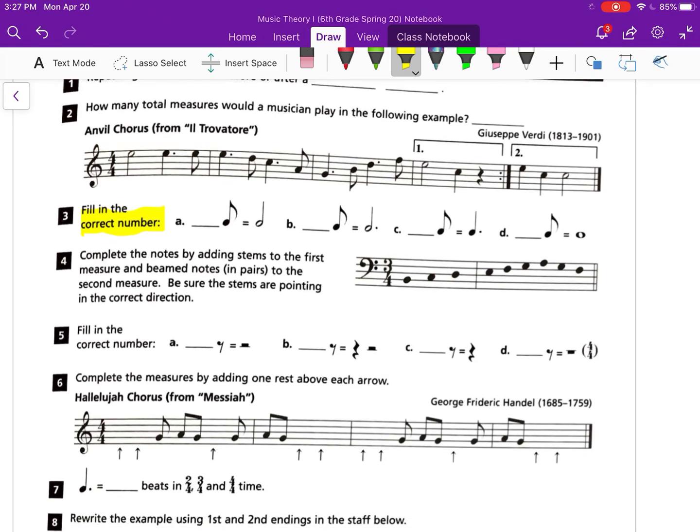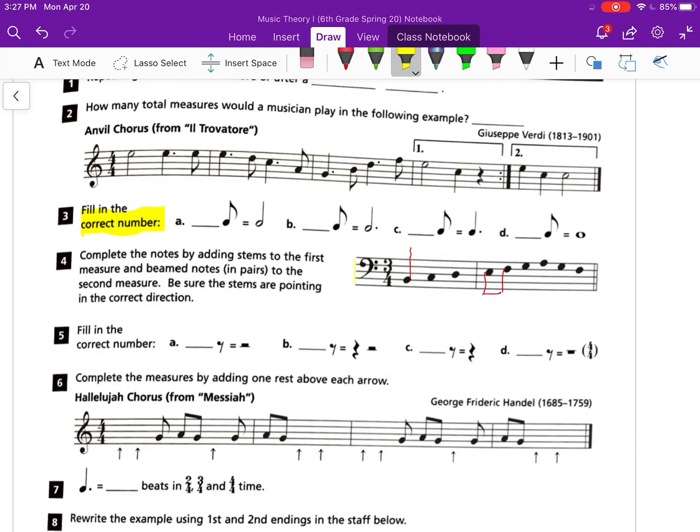Number 4, complete the notes by adding stems to the first measure and beamed notes in pairs to the second measure. So the stems in the first measure are going to turn them into quarter notes. Whoops, that's not what I want. And then in the second measure, I'll be turning them into eighth notes, beaming them in pairs, like that. And it also says be sure the stems are pointing in the correct direction.